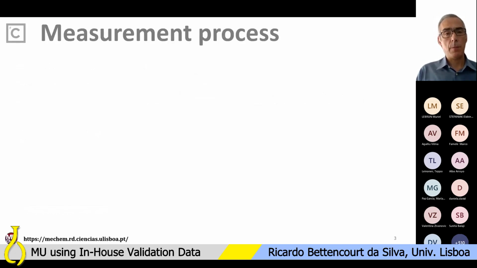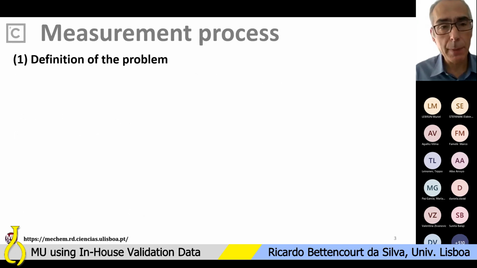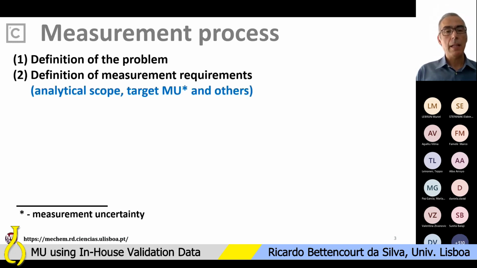But before we move on to the uncertainty evaluation details, let me describe the measurement process. Typically, labs perform analysis because there is a need for analysis. There is a problem that somehow can be solved, or for which chemical analysis can be useful. And then typically some measurement requirements are defined.